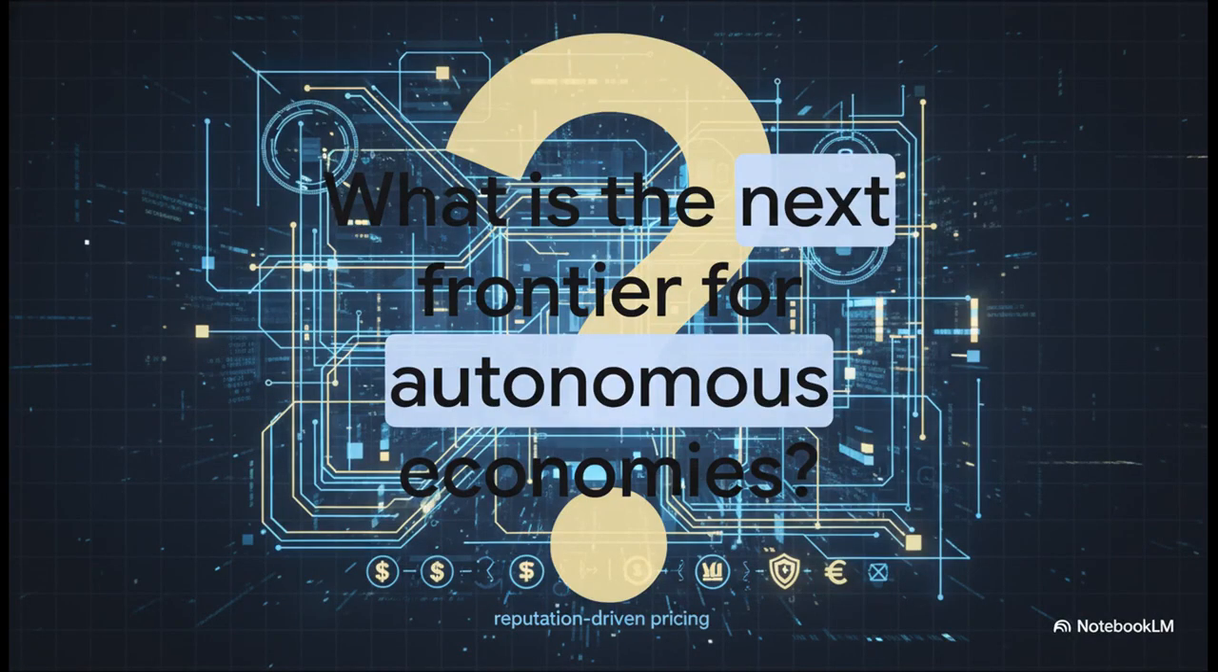So there you have it. You've got high-throughput pipelines, reputation-driven pricing, trustless settlement, and a permanent auditable trail. It's a complete, self-contained system. And that leaves us with a pretty big question to think about. When trust is mathematically guaranteed and everything is auditable, what becomes the next frontier for autonomous economies?